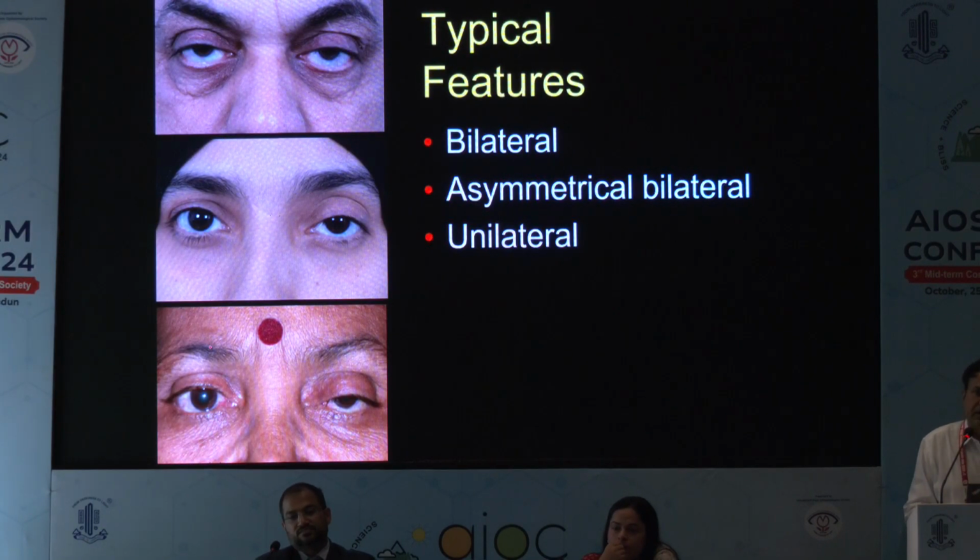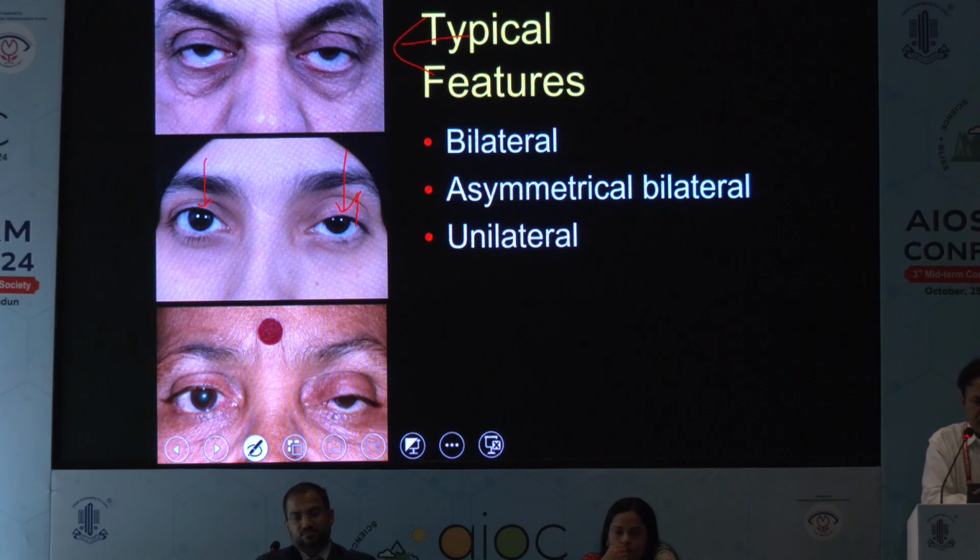Typical features are that it is bilateral. As you see here, it is bilateral symmetrical. It could be bilateral asymmetrical. Left eye does have ptosis. When you lift the left upper lid to its non-ptotic position, the right eye droops, that is Hering's law.